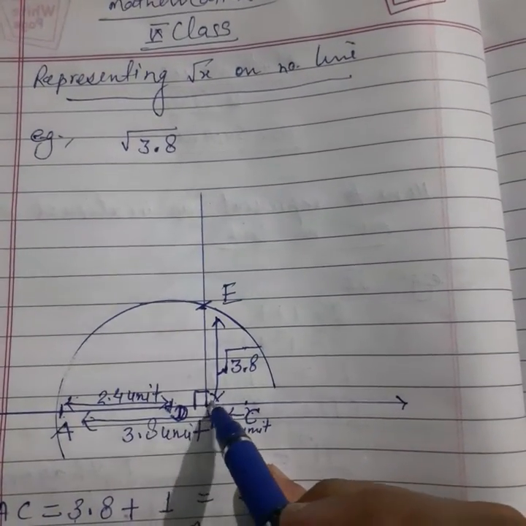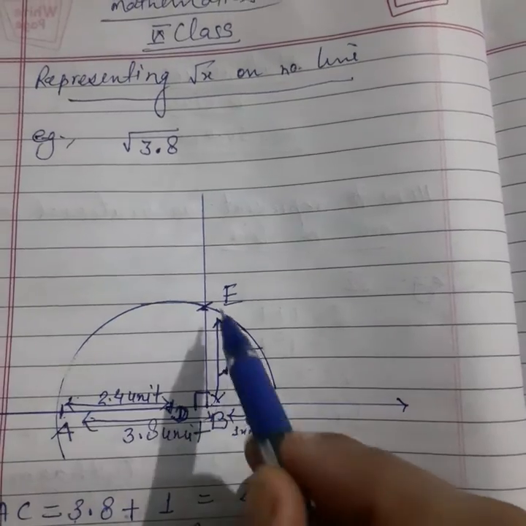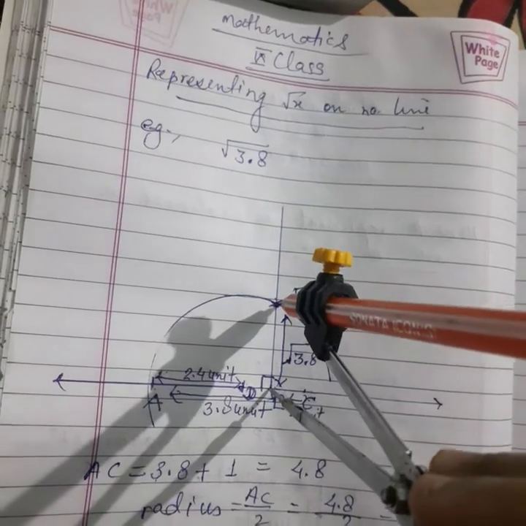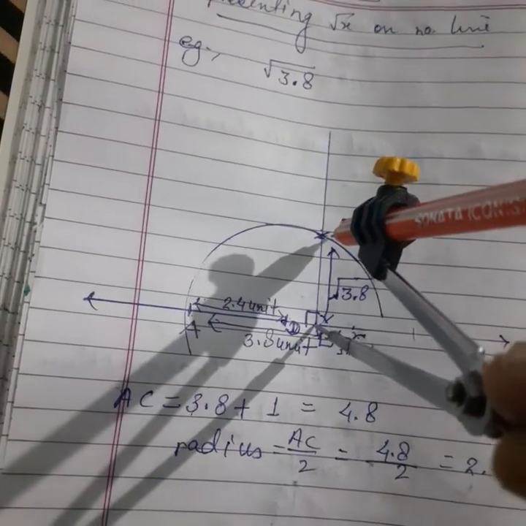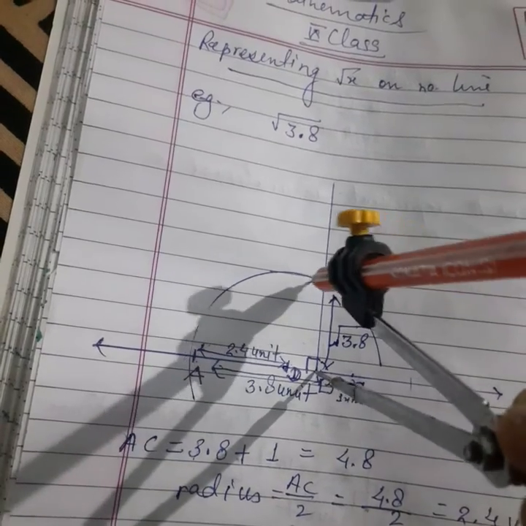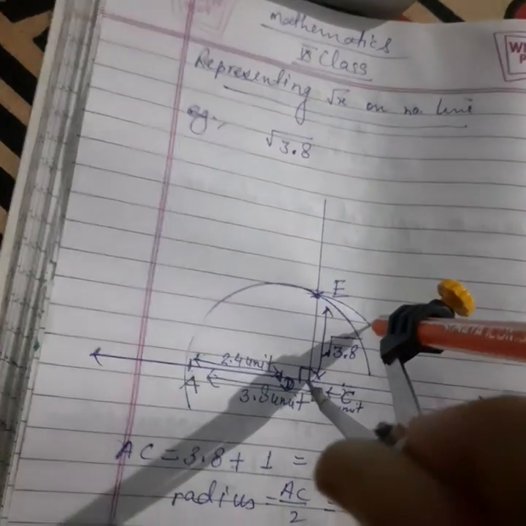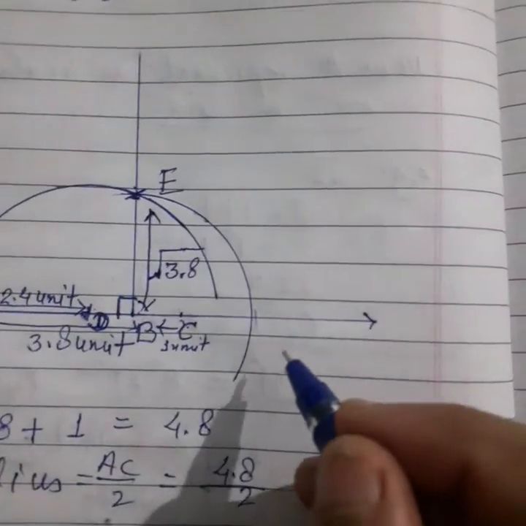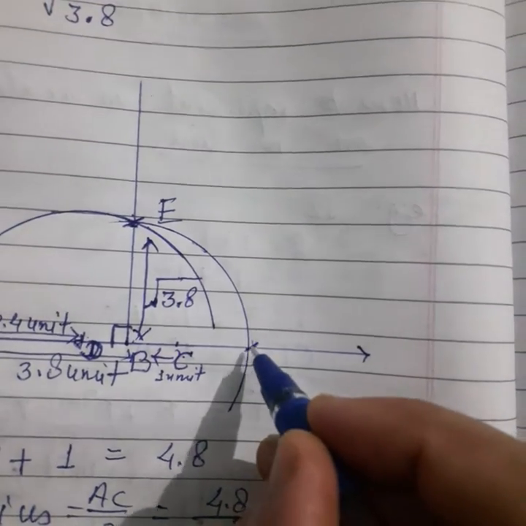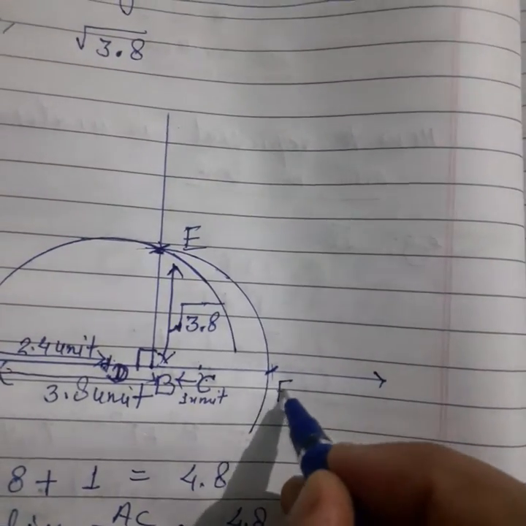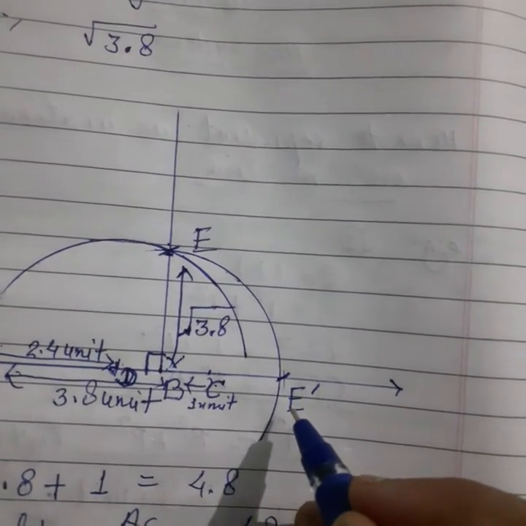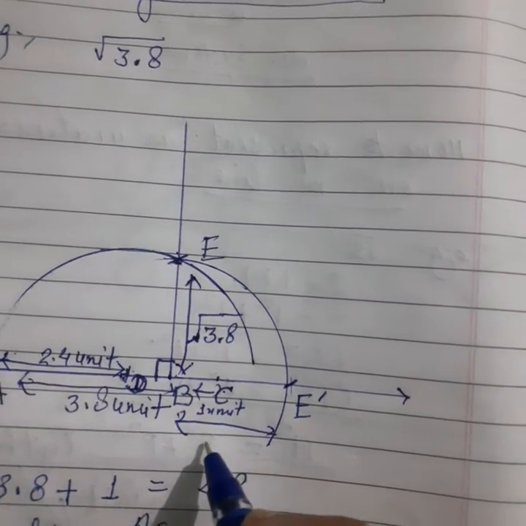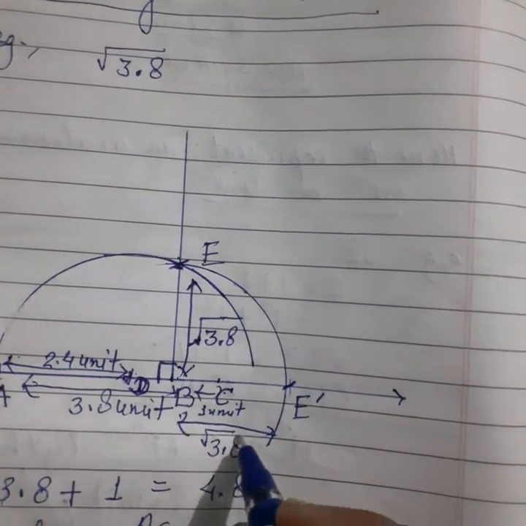Again we will take B as center, the distance under root 3.8 as radius, and draw an arc like this on the number line. I have taken B as center and the distance BE as radius, and then I have drawn the arc on the number line. This arc cuts the number line at a point, suppose E dash, and this E dash represents BE, the distance under root 3.8.